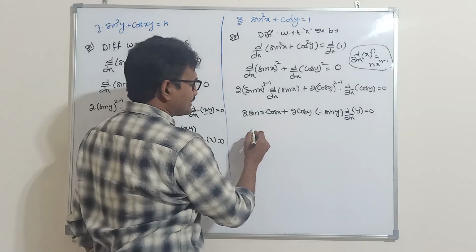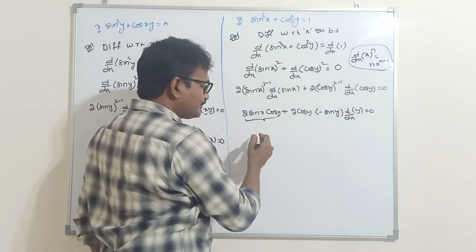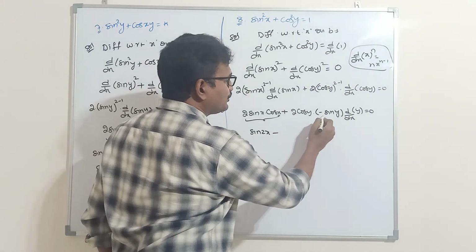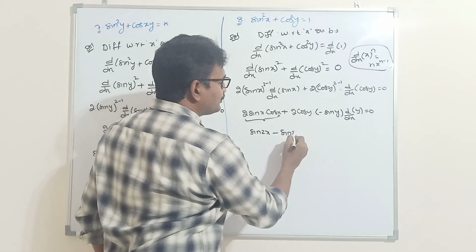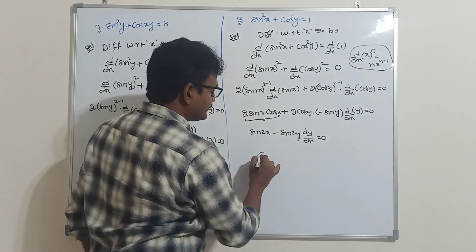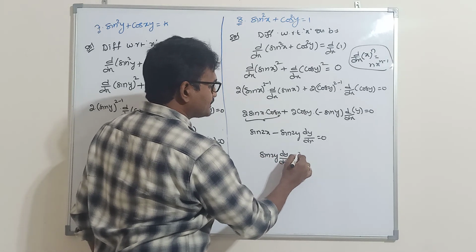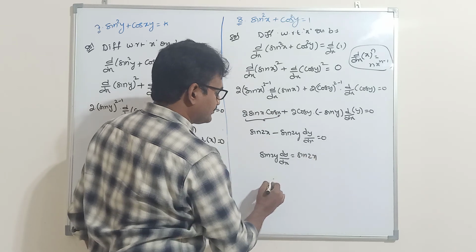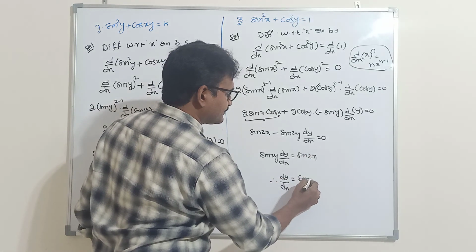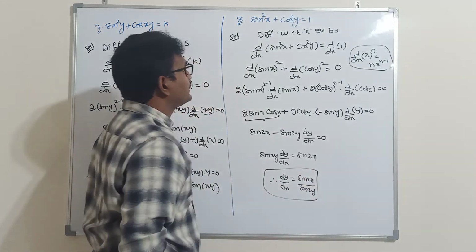2 sin x cos x, according to the trigonometric multiple angle formula, is equal to sin 2x. Again, this is 2 cos y sin y, which means sin 2y, into dy by dx is equal to 0. Sin 2y into dy by dx is equal to sin 2x. Therefore, dy by dx is equal to sin 2x by sin 2y. This is the derivative of the given function.